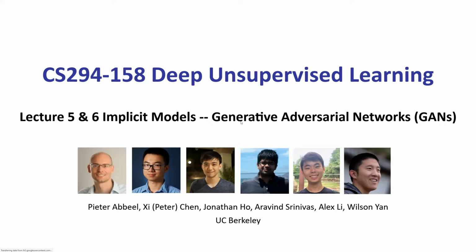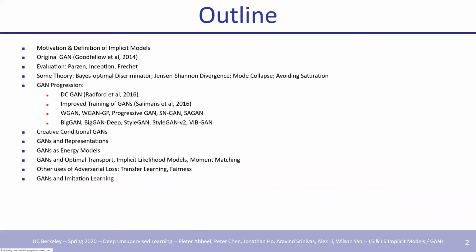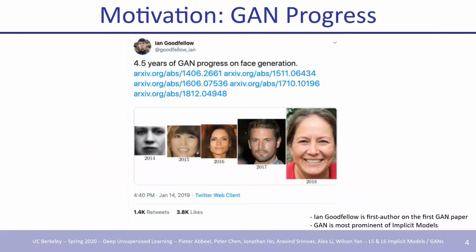And it's the implicit models and some introduction to GANs. The motivation for learning GANs is that on face generation, from 2014 to now, it has gotten so much better. Fake realistic faces can be generated now. GANs are very good for generating photorealistic images.